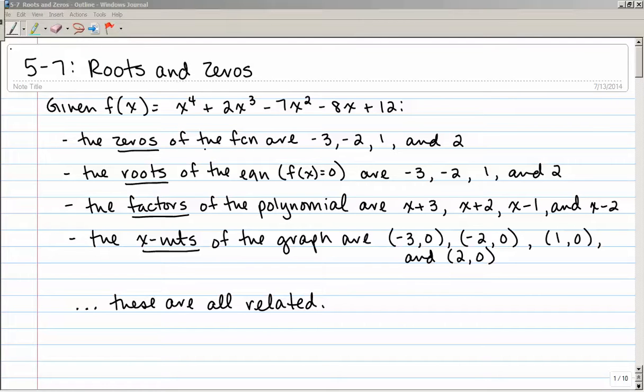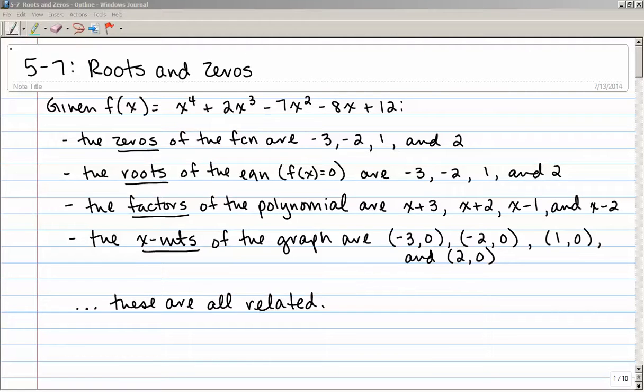The zeros of the function are -3, -2, 1, and 2. The roots of the equation, that is when f of x equals 0, are -3, -2, 1, and 2. The factors of the polynomial are x plus 3, x plus 2, x minus 1, and x minus 2. And the x-intercepts of the graph are (-3, 0), (-2, 0), (1, 0), and (2, 0). And these are all related. To be honest, it's really like 4 different ways of saying the same thing.